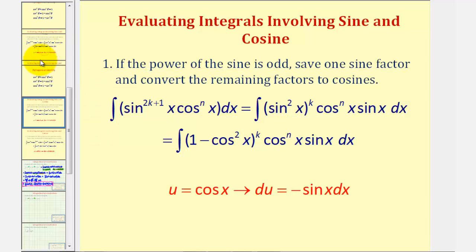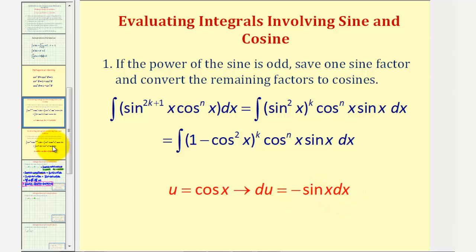So because the power on the sine function is odd, we're going to save one sine factor and convert the remaining factors to cosines. The reason we'll do this is we'll let u equal cosine x, and therefore differential u is equal to negative sine x dx. So this is the reason why we need this extra factor of sine x.